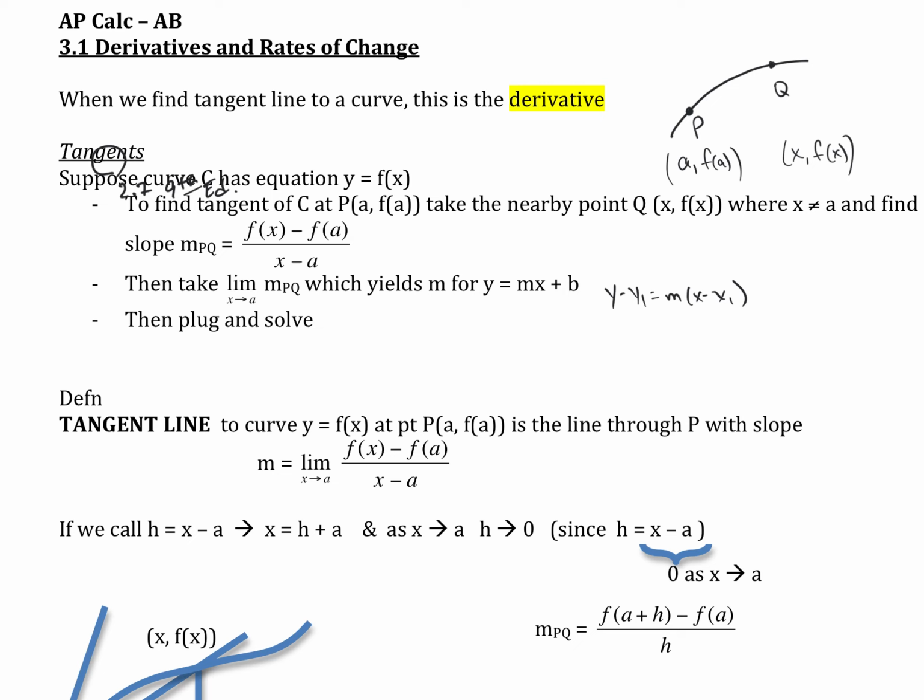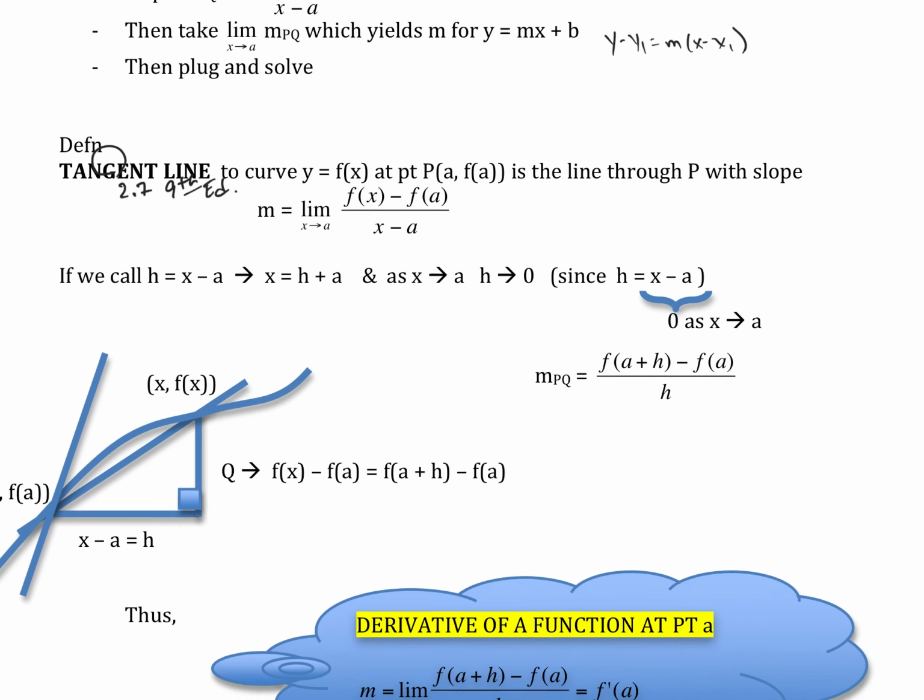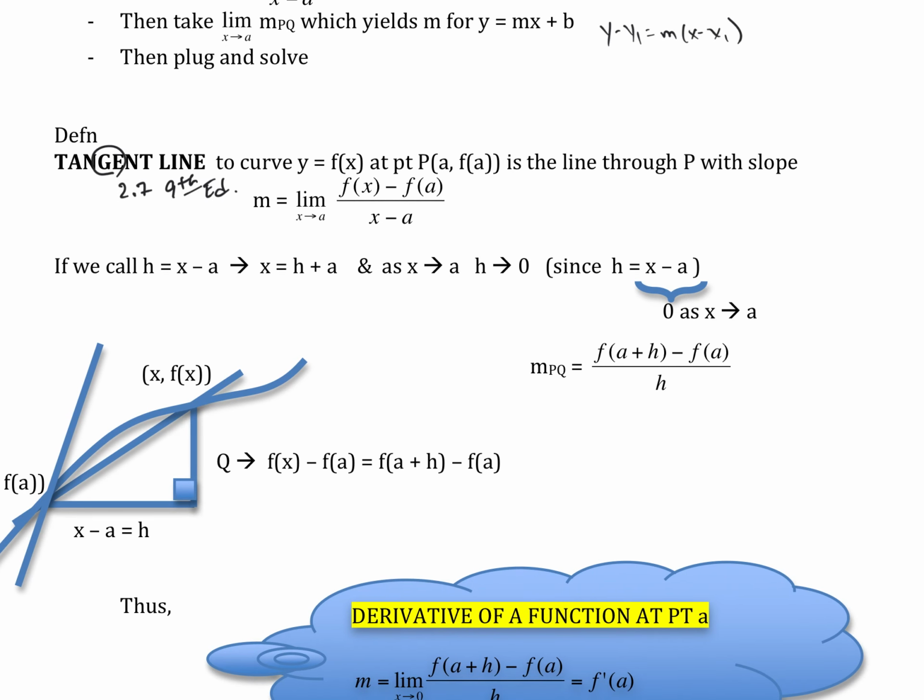We ended up defining the tangent line to the curve y equals f of x at point P, A comma f of A, as the line through P such that the slope is the limit as x approaches A of f of x minus f of A over x minus A, which is what we just did above. So now here's what I'm going to do. We know this, the limit as x approaches A.